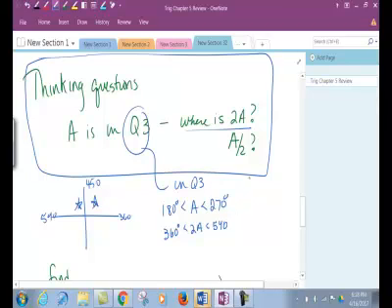Does that make sense? Likewise with A over 2, if A is in quadrant 3, then when we get this inequality, instead of doubling the 180 and 270, we're going to cut them in half.